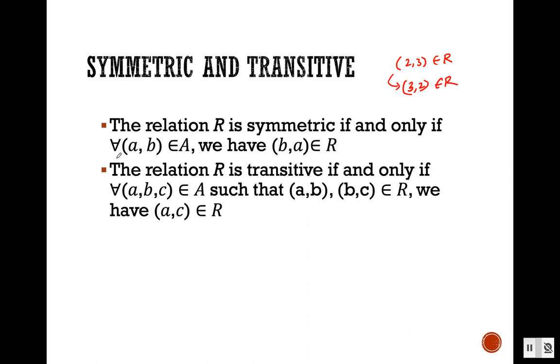So for all ordered pairs (a, b), if that belongs to A, sorry, this should actually be R. It's not A, this should be R. For all ordered pairs (a, b), if that belongs to R, then we will also have that (b, a) belongs to R. Then we have another type of relation, the transitive relation, but we'll talk about that later. Let's see one example of a symmetric relation.